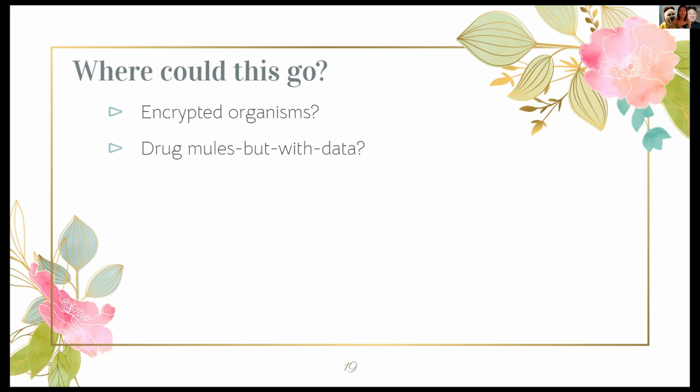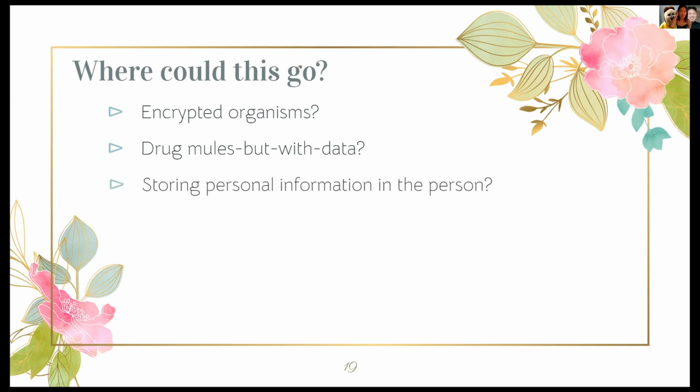So right now, if you use drug mules to pass off drugs, which is not recommended, but happens. What if this happens where you're trying to pass illegal data, but in the form of some kind of organism or some kind of DNA? How will you be able to check that?